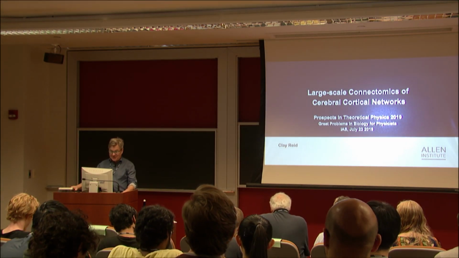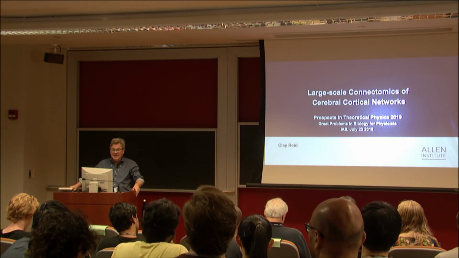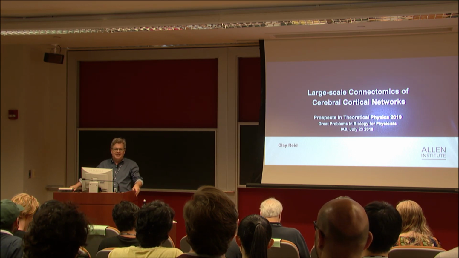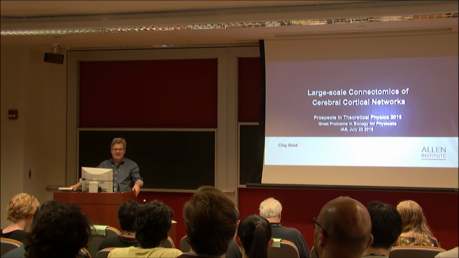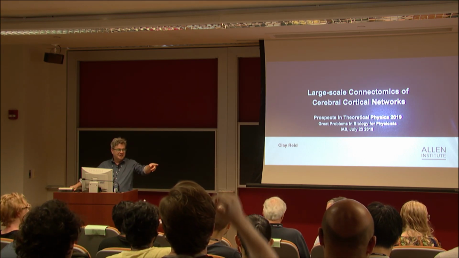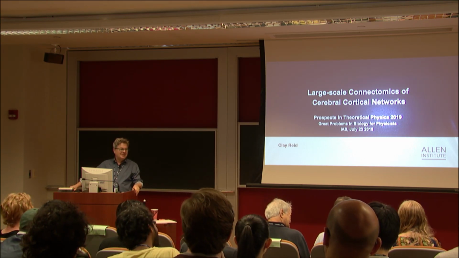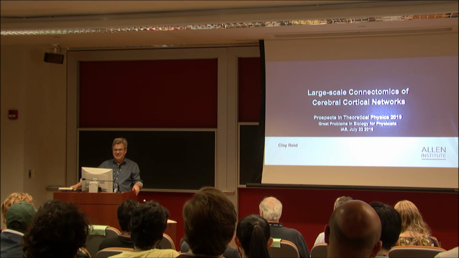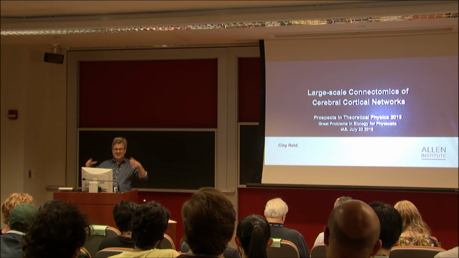Let's do an entrance exam. Who's brave enough to tell me the difference between an axon and a dendrite? You were first. An axon's the outbound pathway, dendrite's the inbound pathway. Exactly. So a neuron is a neuron.